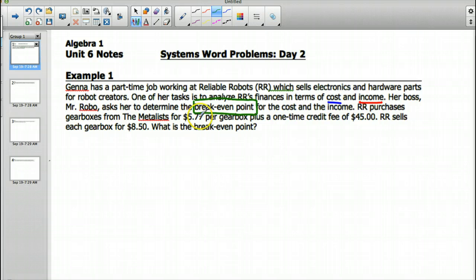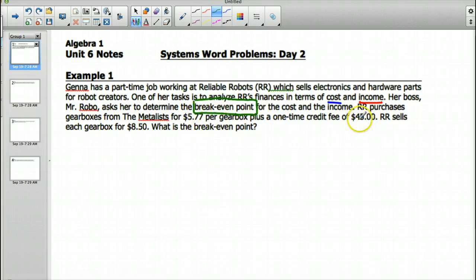Now, what a break-even point means is how many items, in this case, how many gearboxes does she need to sell in order for the cost to run the company to equal the profits they get. Okay, so in order for them to break even, to not be in debt but not make any money. That's what the break-even point means.